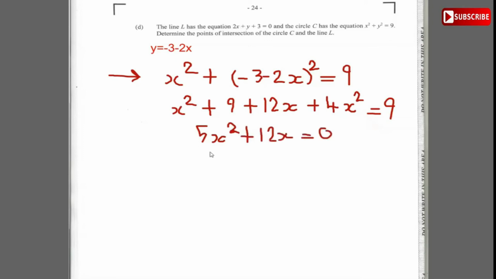And so we can factor out 5x. Factoring out 5x, we're left with x plus 12 over 5 equal to 0. You might wonder, why did I factor out 5x and not just x? It makes it easier for me to see that hence x equals 0 or x equals negative 12 over 5.